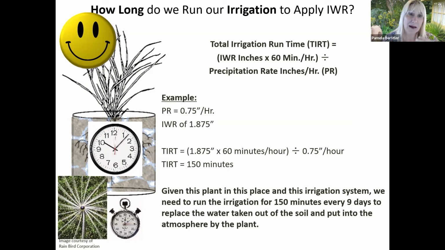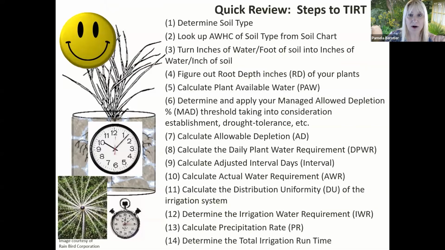Next time it might be a shorter interval because we don't have to wait for the party next time. But this time it took 9 days. And after those 9 days, we are going to apply our irrigation water requirement, and it's going to go down in 150 minutes when we use this irrigation system. So that's the amount of time we're going to need to get that water down.